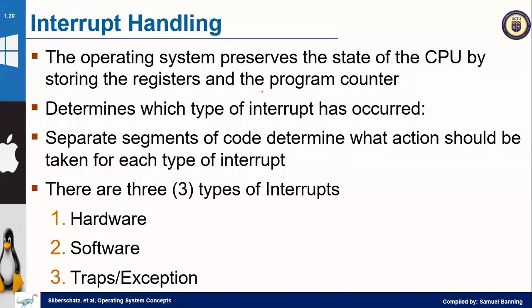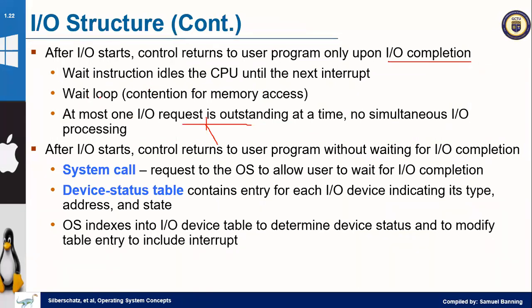Okay, so that is the first one. Here there is a wait loop. That means from time to time, the CPU will be waiting, checking if the IO has finished its execution. And here, at most, at every point in time, one IO request is outstanding. There cannot be simultaneous IO processing because the CPU is waiting. So you cannot have more than one IO being executed.